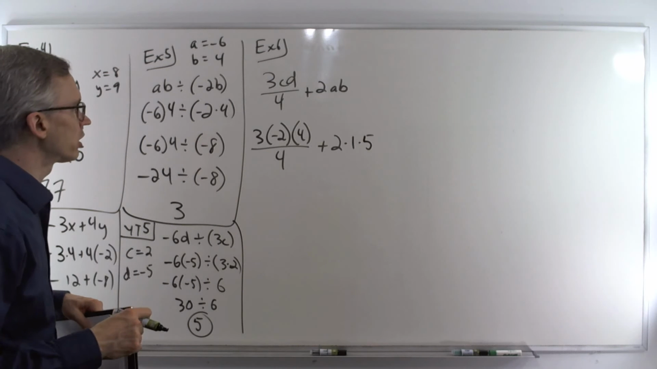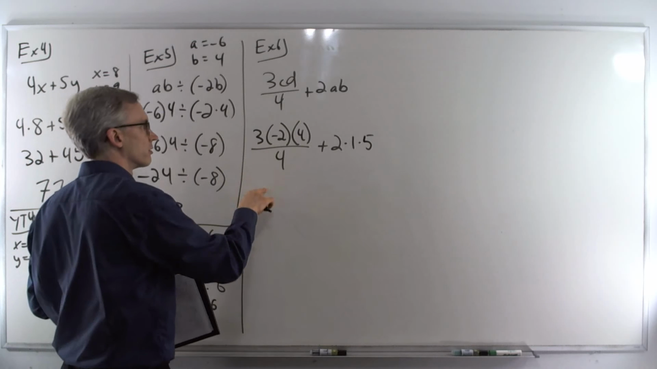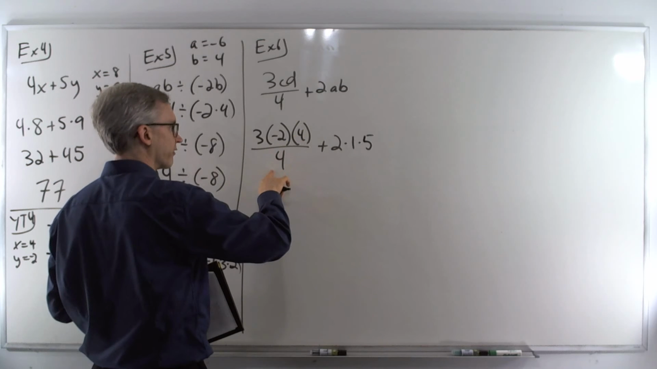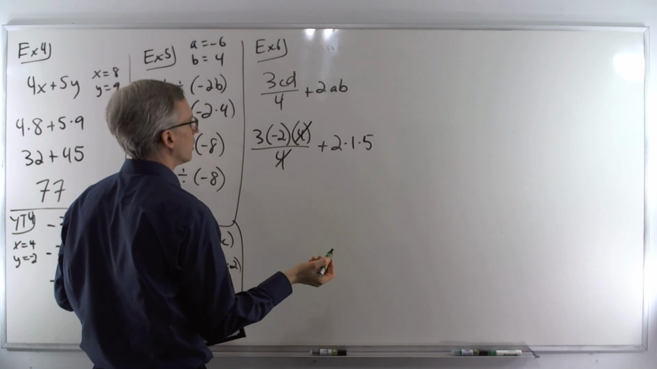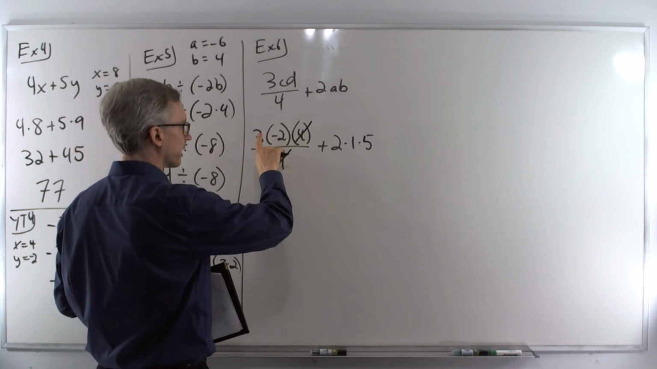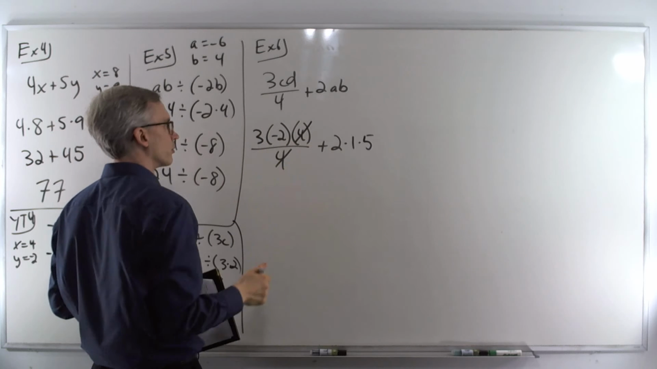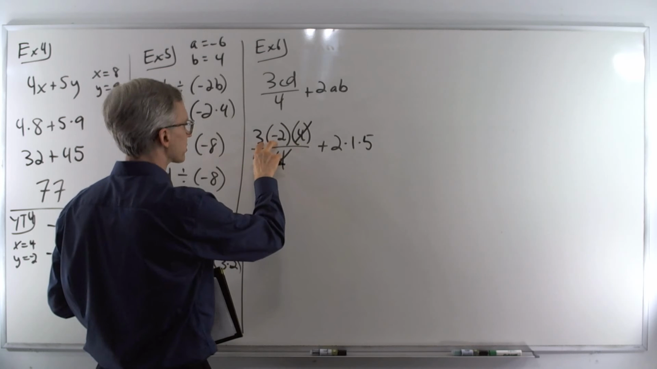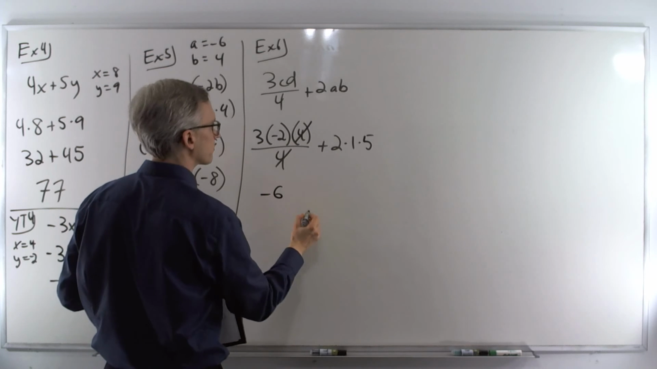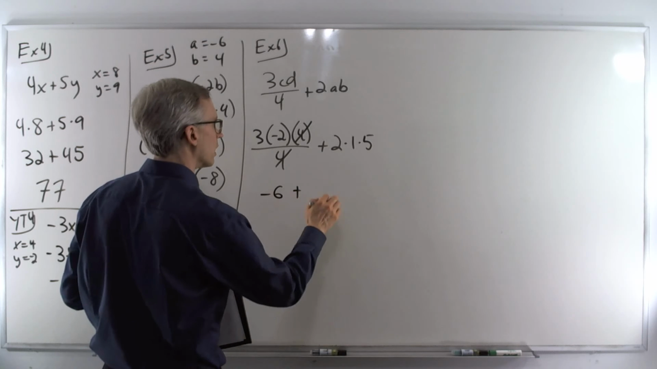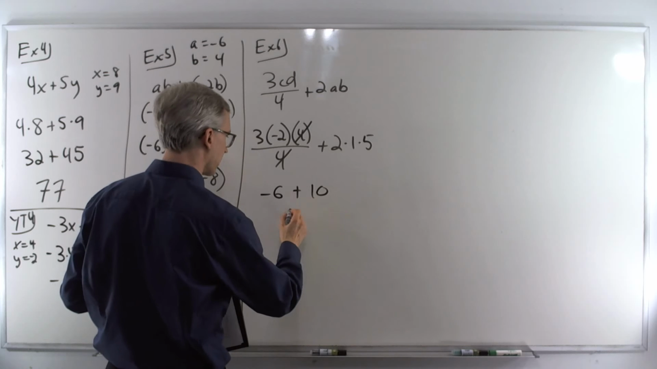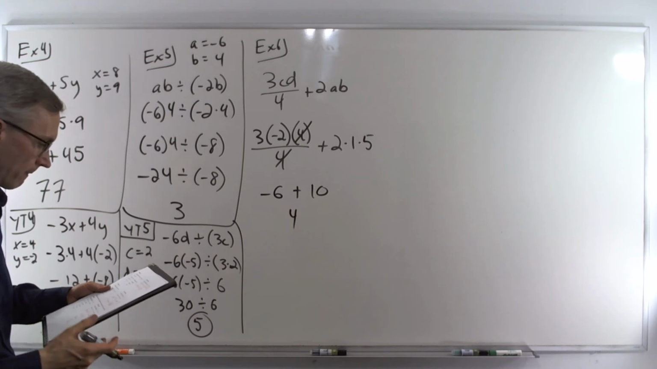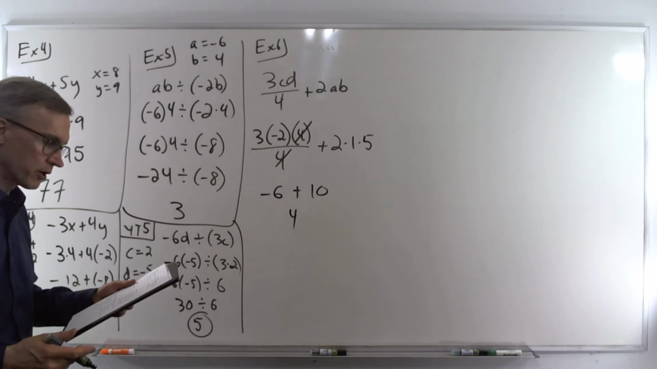Now, we could start with order of operations here, but notice we have a cancellation we can make. 4 on top, 4 on the bottom. So let's cancel each other out. Remember, that only works if these are multiplied together. If we were adding or subtracting here, it wouldn't work. So now all we have here is 3 times negative 2, which is negative 6. And then over here, 2 times 1 times 5 is 10. Add them together, and we get 4. Your turn, number 6.